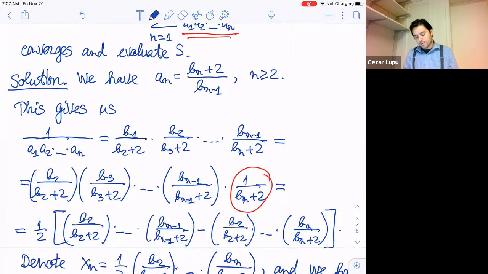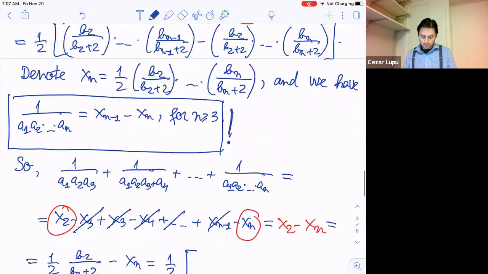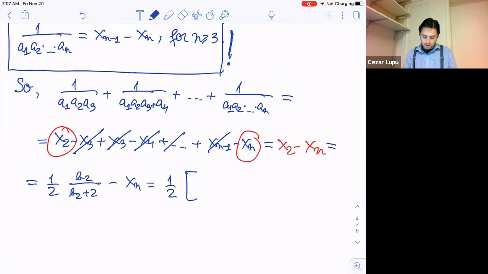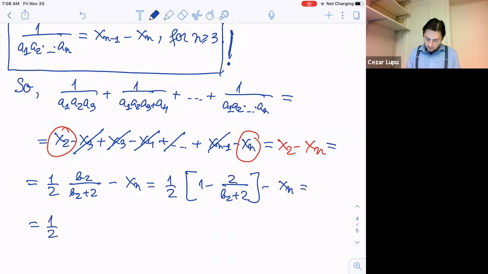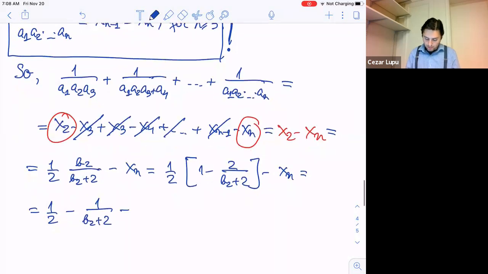So b1 is 1, a1 is 1. Okay, so it will be 2. So it will be 1/2 times 1 minus 2 over b2 plus 2, minus xn. And this would be nothing else than just 1/2 minus 1 over b2 plus 2 minus xn, right? So we have this. And now, of course, this part with 1/2 minus and that part with 1 over b2 plus 2 will be finite.